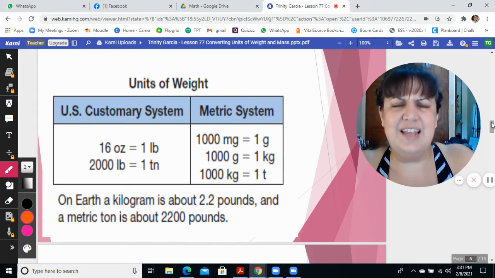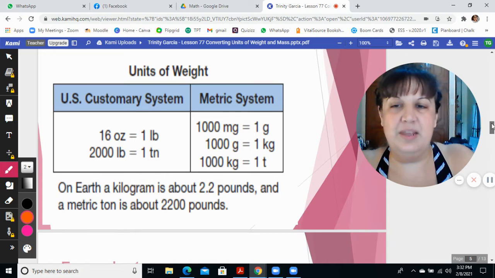Why would we say on Earth? On Earth, a kilogram is about 2.2 pounds, and a metric ton is about 2,200 pounds. Anybody know why? If you can think of why, write it down in your notes, why that would be on Earth.